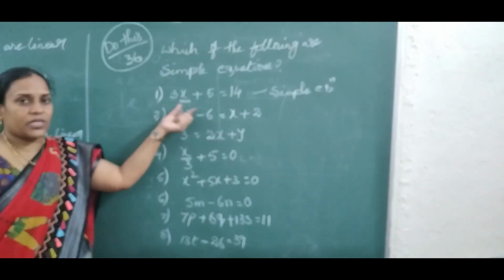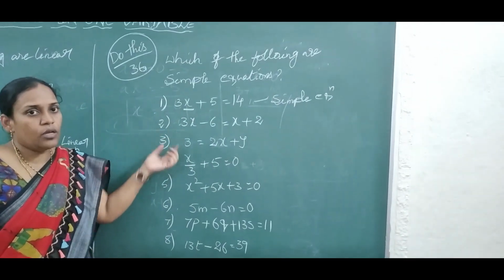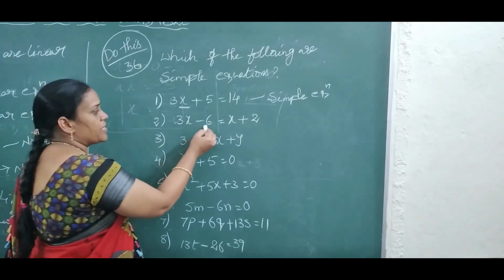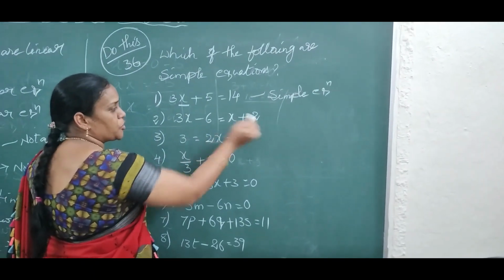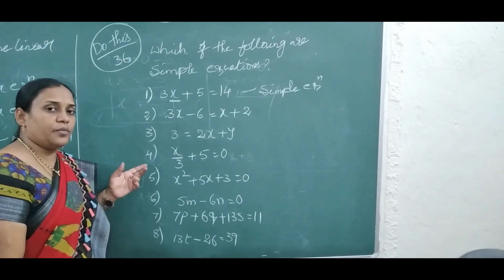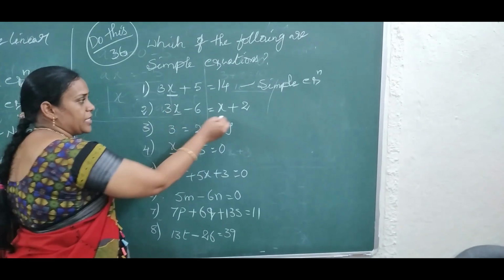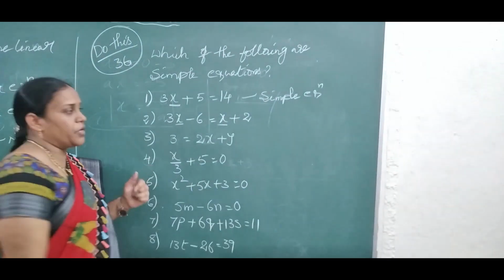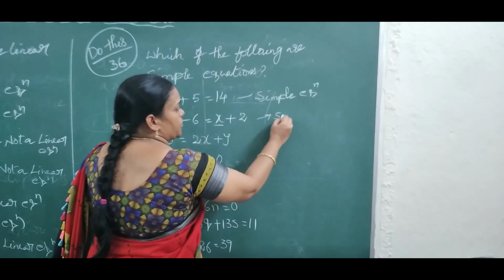Don't see the powers. Just you have to follow the variables only. Okay. Next equation. 3x minus 6 is equal to x plus 2. Here, how many variables? Only one variable, that is x only. So, it is a single variable. So, it is a simple equation.